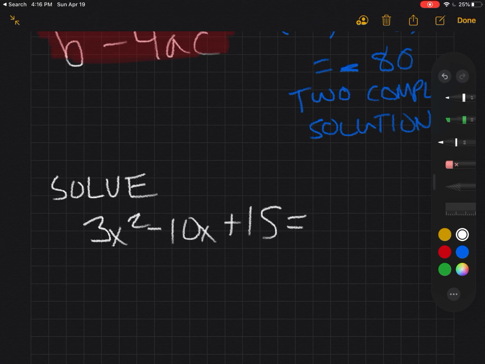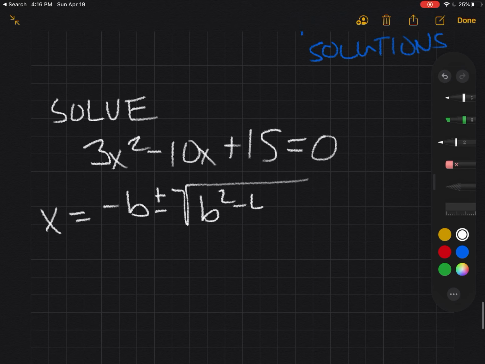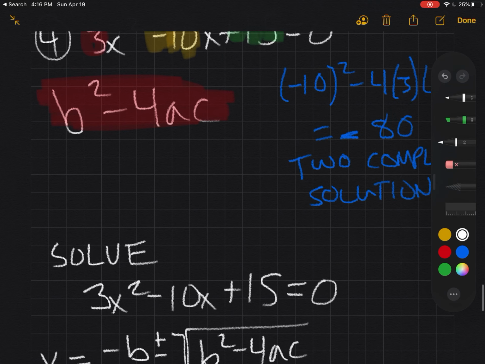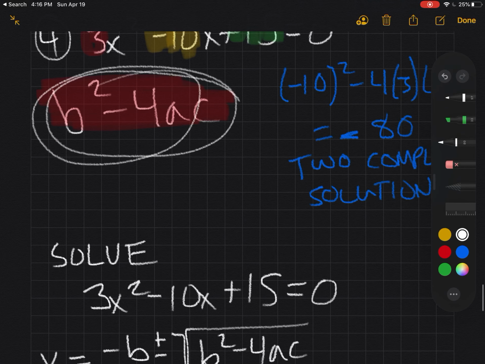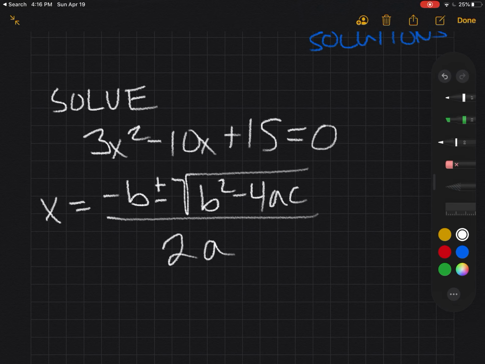So I'm going to go ahead and work through number 4 and show you what it would look like if I did the quadratic formula to solve a quadratic equation where I had complex number solutions. So let's go ahead and solve 3x squared minus 10x plus 15 is equal to 0.